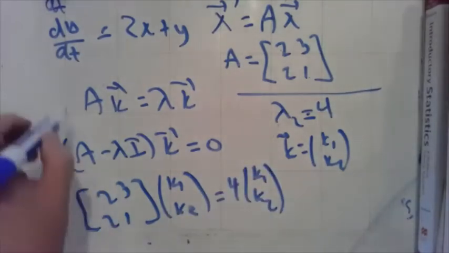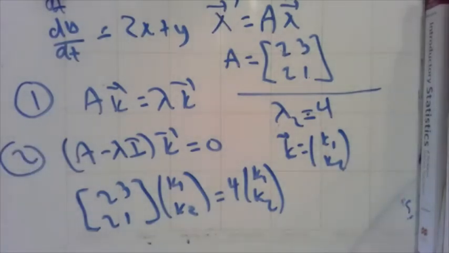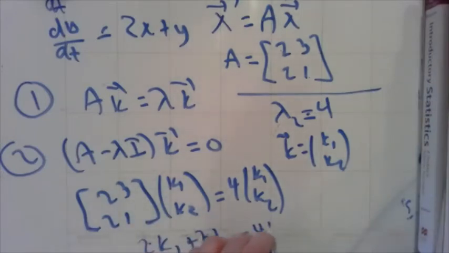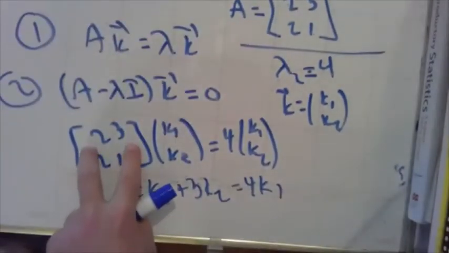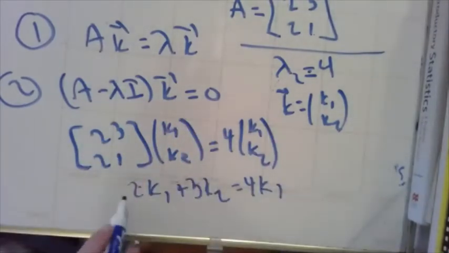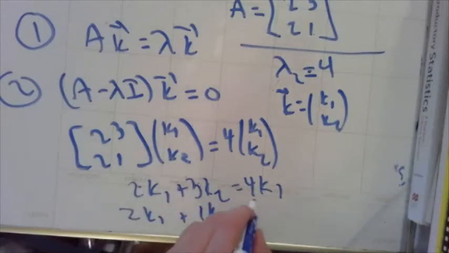So again, we can plug into this equation or this one. And let's actually write that out now. Let's do the multiplying. Multiplying through, I get 2k1 plus 3k2 equals 4k1. So doing the matrix multiplication, on the bottom, I get 2k1 plus 1k2 equals 4k2.